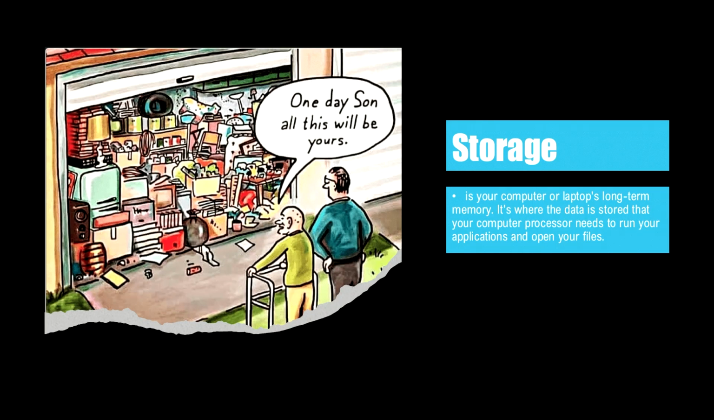The next one we have is storage. It's kind of self-explanatory, but it is your computer or laptop's long-term memory. It's where the data is stored that your computer processor needs to run your applications and open your files. So RAM is kind of the short term, what you need quickly. This is where everything else goes to live.